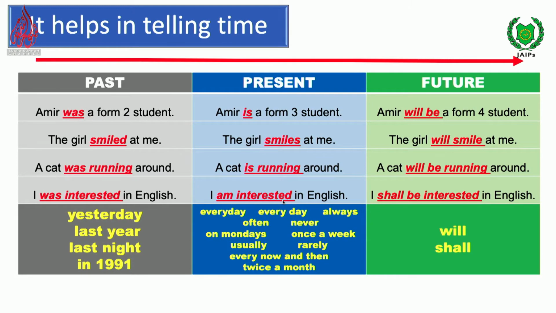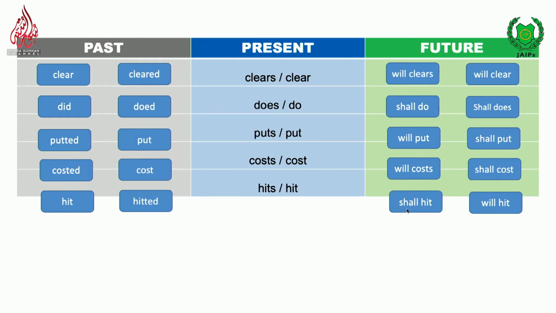Okay, let us look at this one. I am interested. Again, remember, you just need to change the helping verb, which is am. In the past tense it changes into was. Am interested becomes was interested. Interested wouldn't be changed, the same goes with running. We only change the helping verbs. In the future it will become shall be interested. Super easy, right?